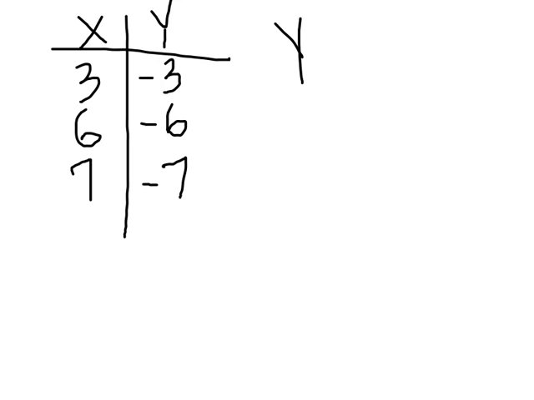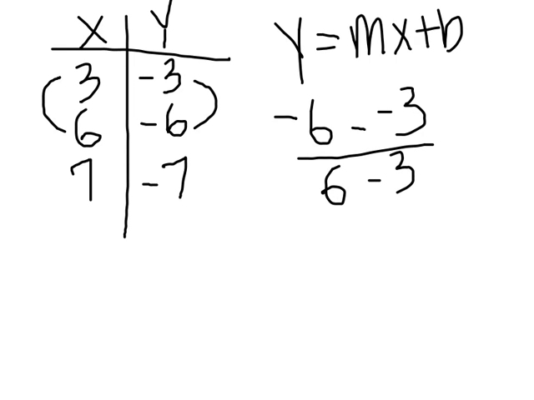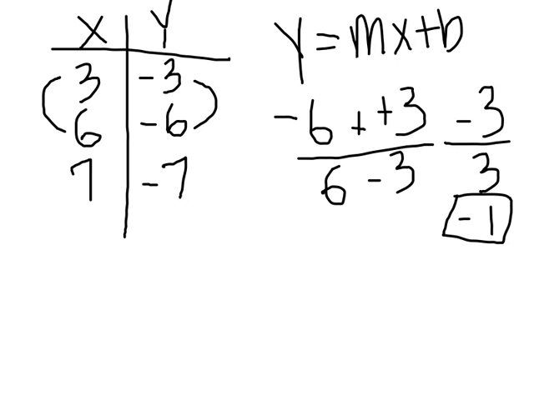The first thing I need to do is the same thing that I did before, which is to find the change in y divided by the change in x. So I'm going to have negative 6 minus negative 3 divided by 6 minus 3. Now negative 6 minus negative 3, that's going to be keep, change, change. So that's going to become a negative 3. And then 6 minus 3 is 3. Negative 3 divided by negative 3 is negative 1. So I have a slope here of negative 1x. Now I need to figure out what my y-intercept is.